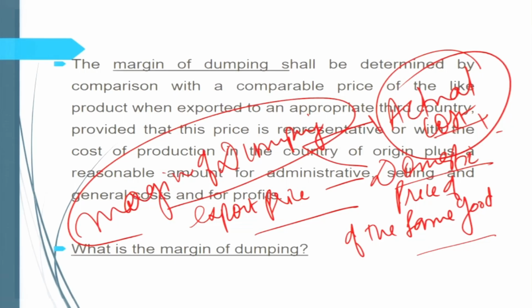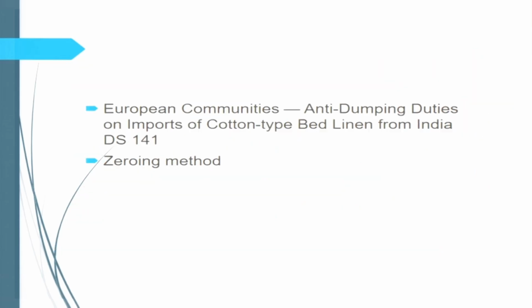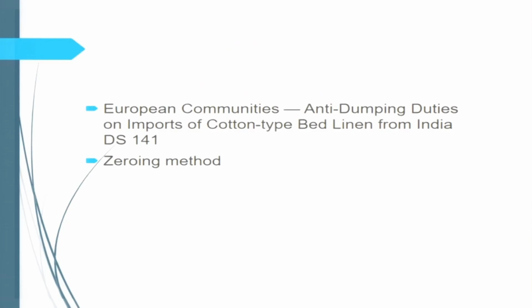Now, how should it be valued? If we want to say that dumping is being practiced, or if that is being proven, then in most cases the value should be negative when we calculate the margin of dumping. There is a case with regard to this: the European Community's anti-dumping duties on import of cotton type bed linen from India, where the question was the zeroing method of calculating the dumping margin. Before going to the zeroing method, I will try to explain in numerical terms how we calculate the margin of dumping.